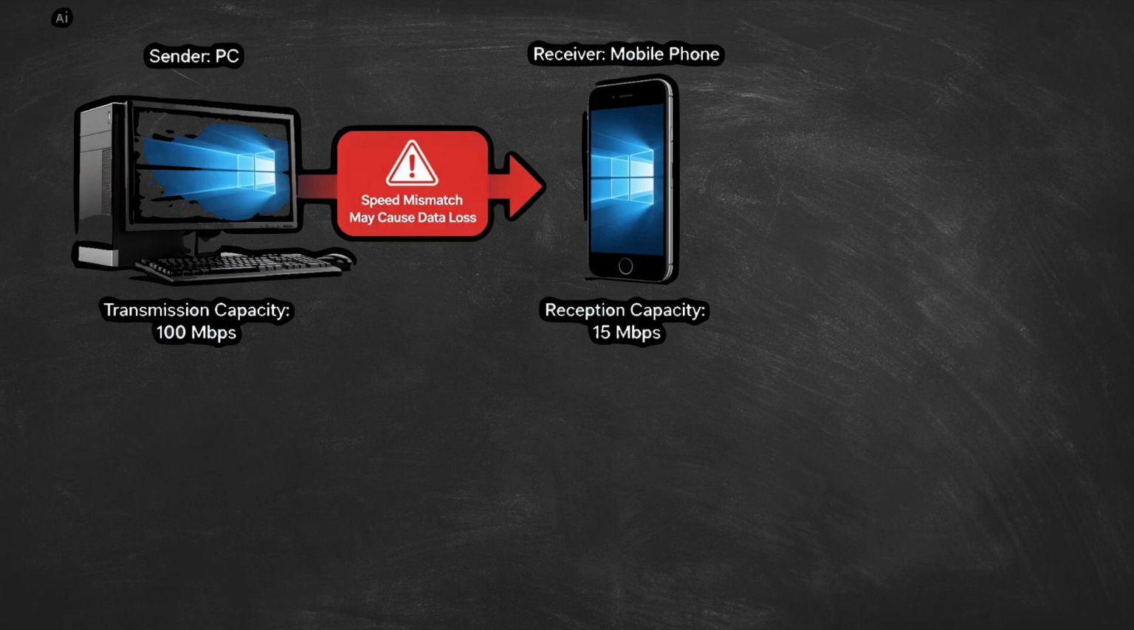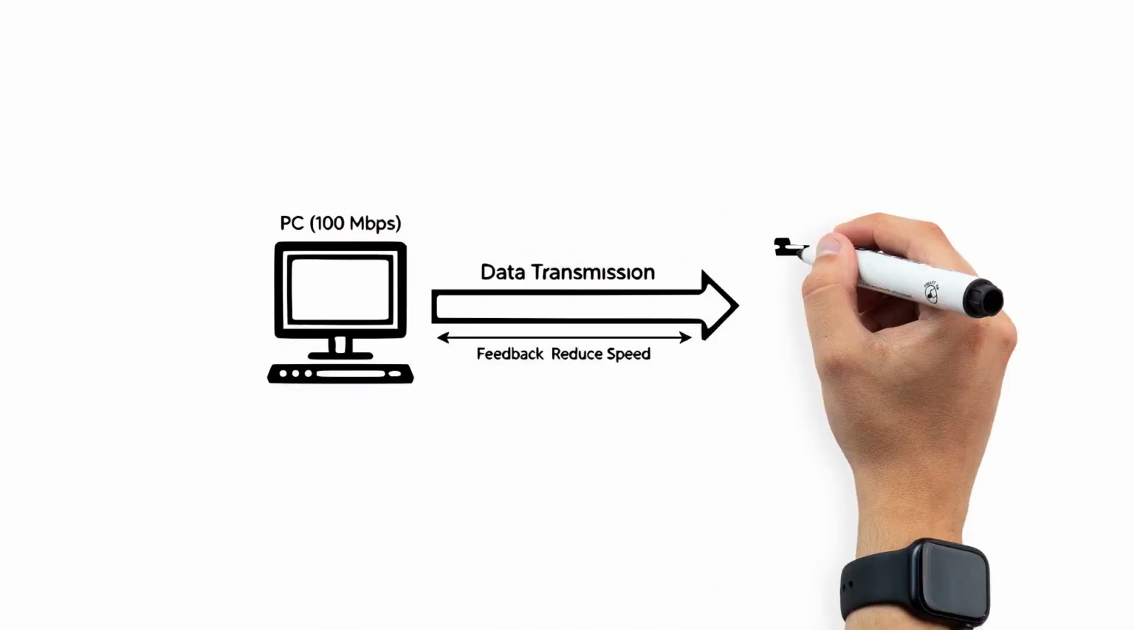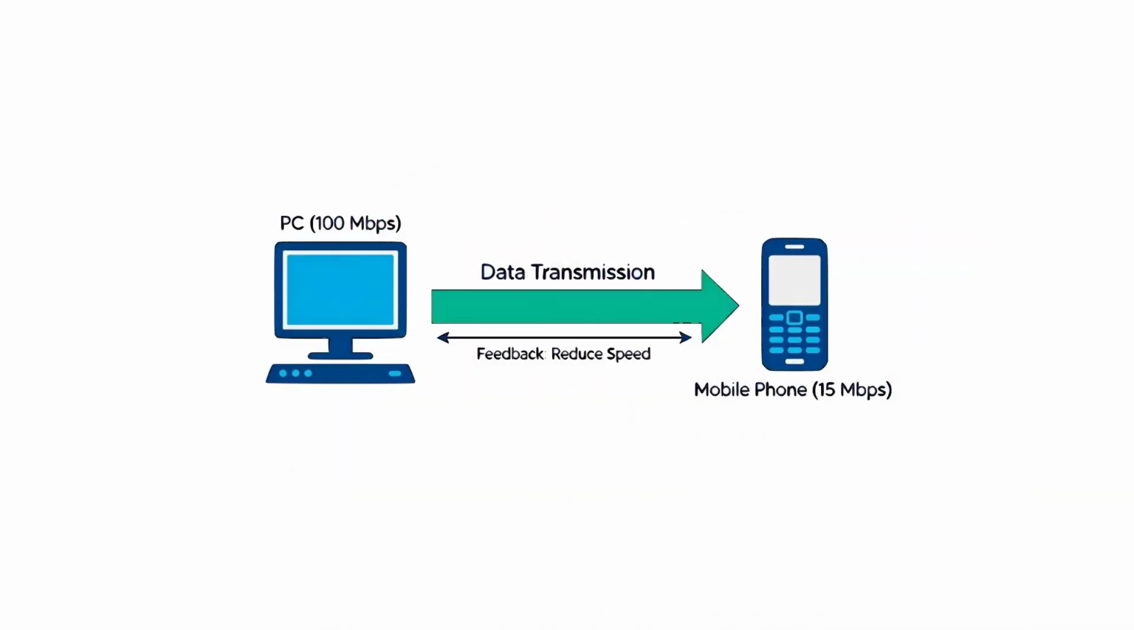For instance, if a PC capable of sending data at 100 megabits per second transmits to a mobile phone that can only receive at 15 megabits per second, the mismatch in speed would result in data loss. To prevent this, the receiving device sends feedback signals to the transmitter, instructing it to reduce the transmission speed.